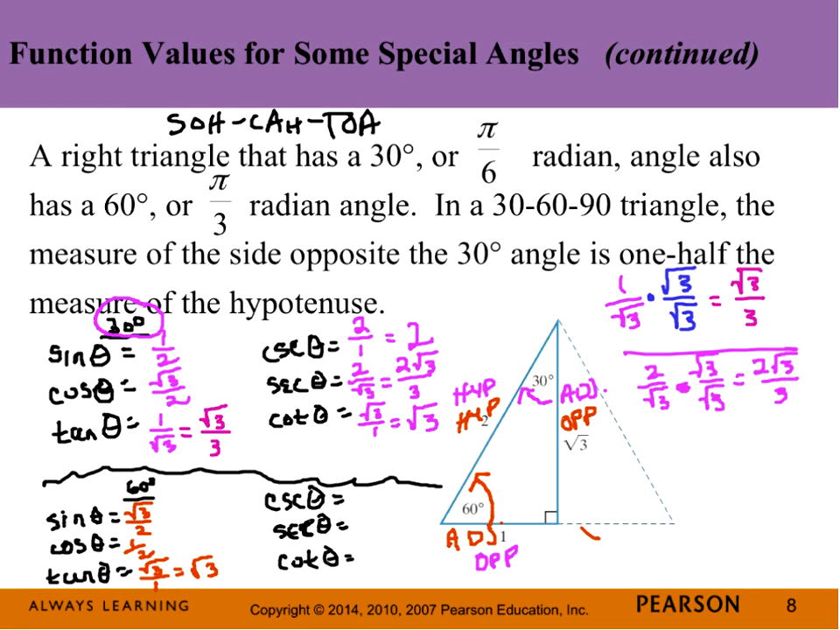Moving to the inverses, cosecant is the inverse of sine, so 2 over the square root of 3. And we already know what 2 over the square root of 3 is. That's 2 square root 3 over 3. Secant, 2 over 1, which is just 2. And cotangent is 1 over square root 3, and we found earlier that that's equivalent to square root 3 over 3.